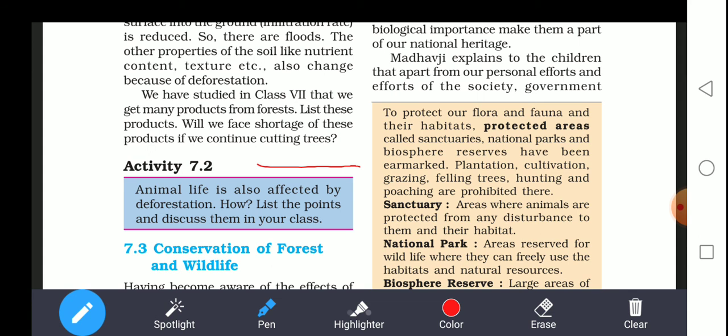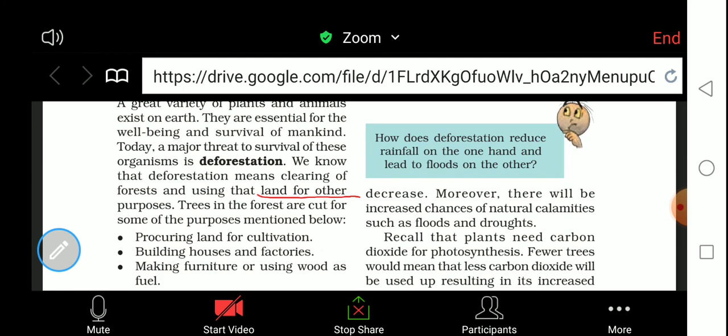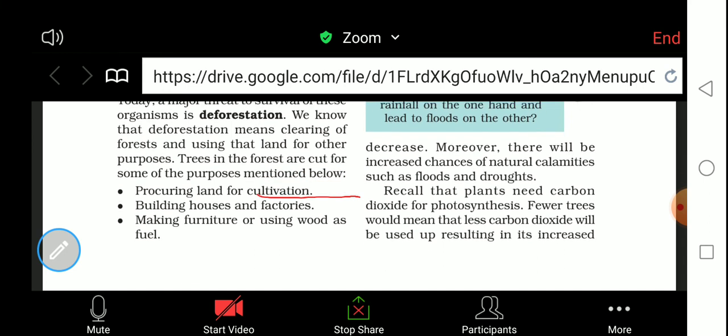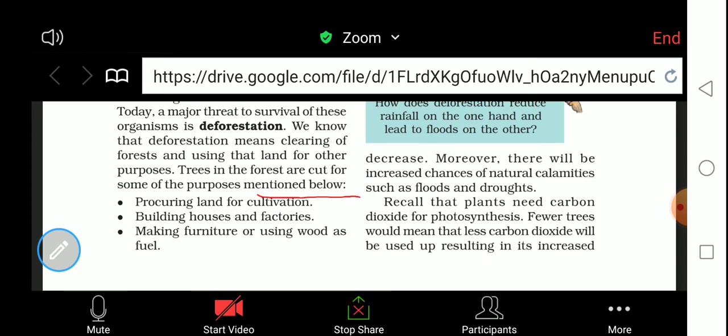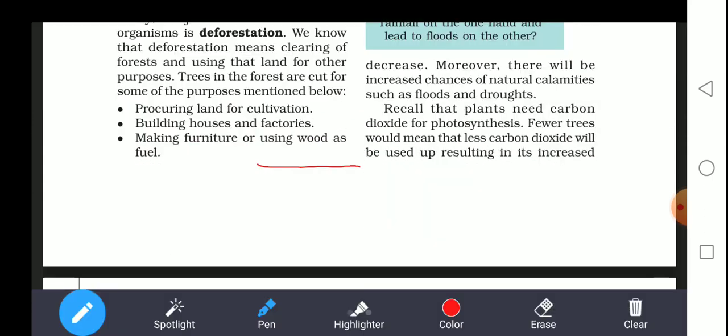So next we'll study, as you all know, plants need carbon dioxide for photosynthesis. Fewer trees would mean that less carbon dioxide will be used up, resulting in an increase in temperature. I already discussed this. If you cut the trees, there will be fewer trees to use this carbon dioxide. The amount of carbon dioxide present in the atmosphere will increase.